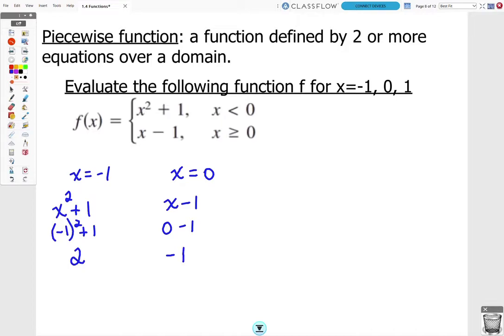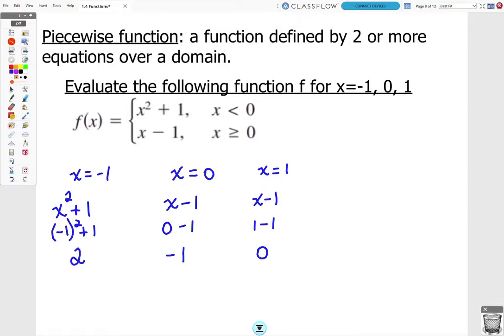And then last but not least, I have 1. So when x is equal to 1, I have to use the one that says x is greater than or equal to 0. I'm going to use x minus 1 again. That is 1 minus 1. So when x is equal to 1, this function is equal to 0.